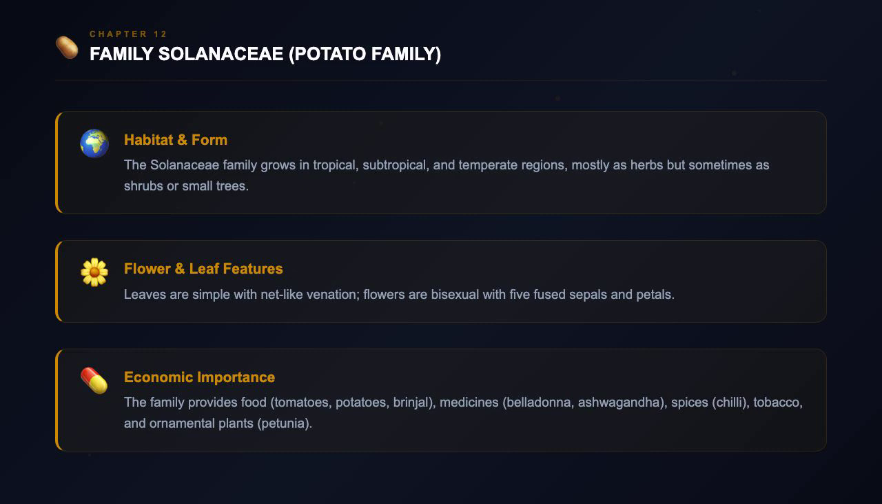Leaves grow along the stem, are simple, and have net-like venation. Flowers have both male and female parts, with 5 fused sepals and petals. The family has important economic roles, including food from tomatoes, brinjals, and potatoes, and medicinal uses from belladonna and ashwagandha. Other uses include chili as a spice, tobacco, and petunia for ornamental purposes.